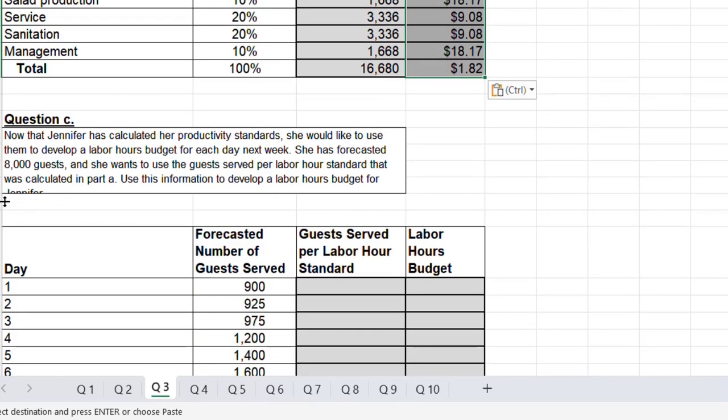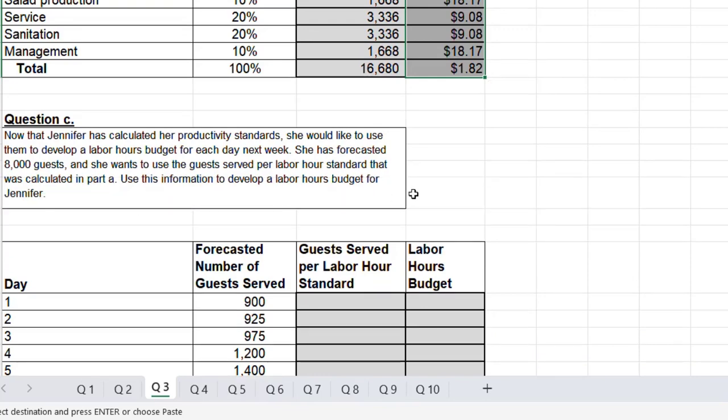All right, so now that Jennifer's calculated her productivity standards, she would like to use them to develop a labor budget for each day next week. She's forecasted 8,000 guests, and she wants to use the guests served per labor hour as her standard that was calculated in Part A. All right, let's use this information to develop a labor hours budget for Jennifer.